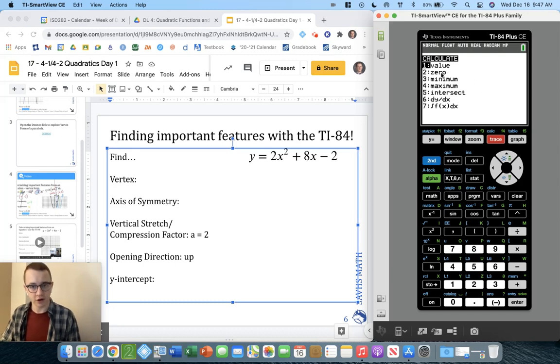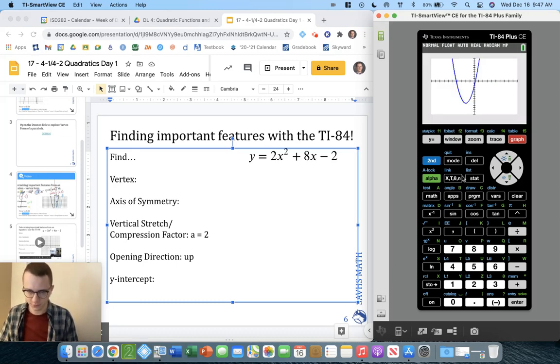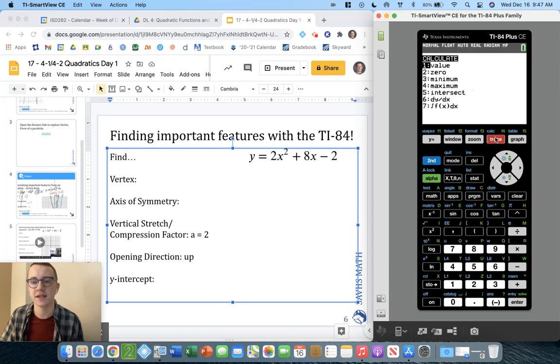And to figure out what the vertex is, I'm going to choose minimum. The reason I'm choosing minimum is because this value right here is the smallest possible value, the least possible value out of all of them on the graph. So up here, the y value is bigger than right here. So this is the vertex. This is the minimum value also. If the parabola was opening down, I would need to calculate a maximum. So to do this, I'm going to do second trace. That's the calculate menu, and I'm going to do minimum.